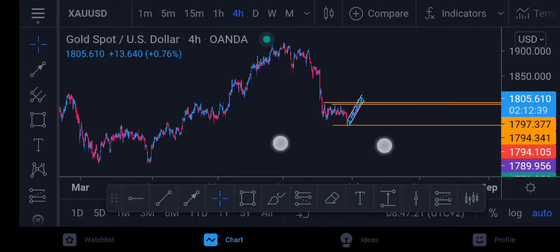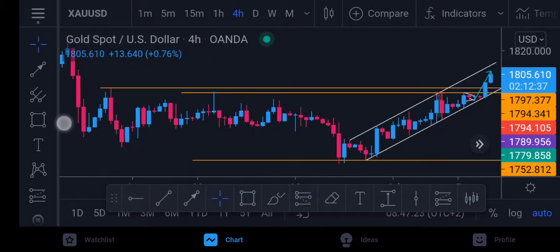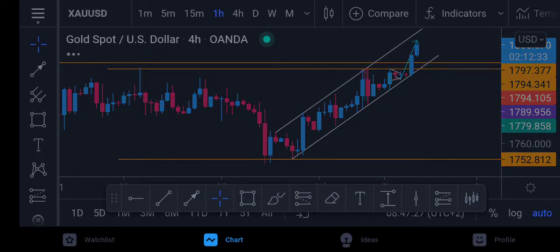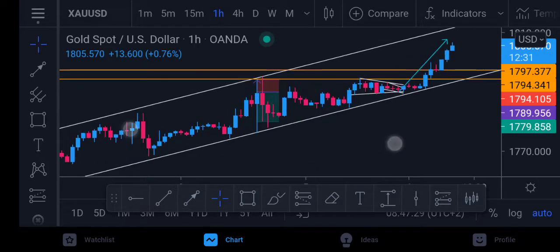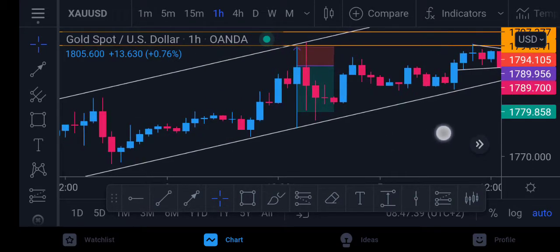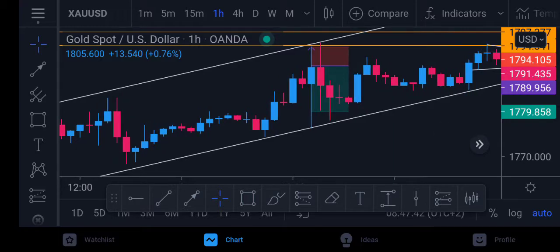I already analyzed this pair, but let's just go through this analysis. So what happened here on gold? It was Friday after the NFP, the first Friday of the month. So there was an NFP event around 2:30 p.m. South African time zone.